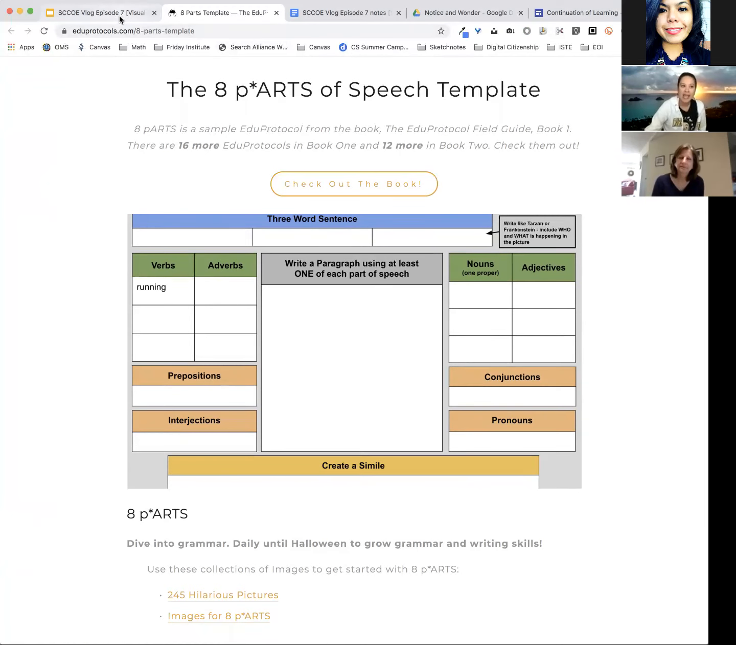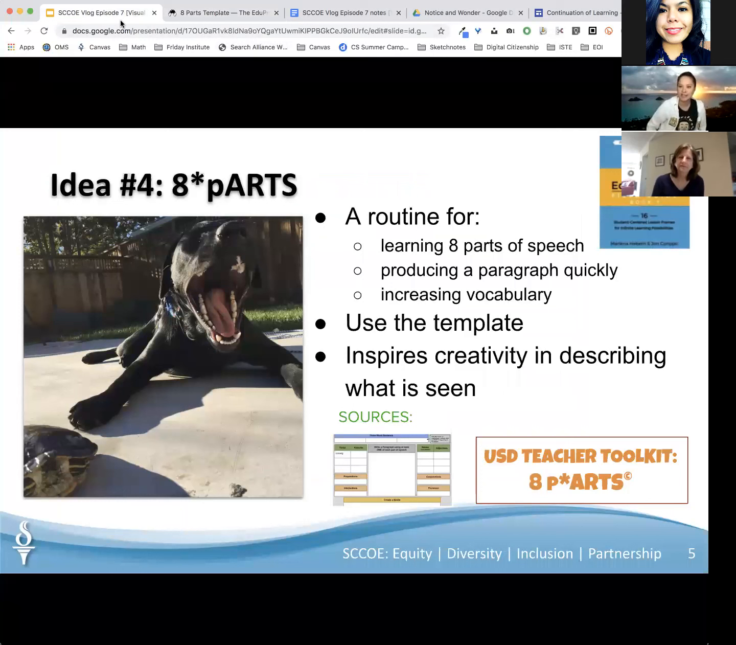And one thing that John Cripple always talks about is reps. So lots of reps. If students practice doing this over and over, they're going to get really fast at completing these 8 parts of speech. They'll know them really well. They'll know how to use them in writing a paragraph, and it could really help push and increase their vocabulary.